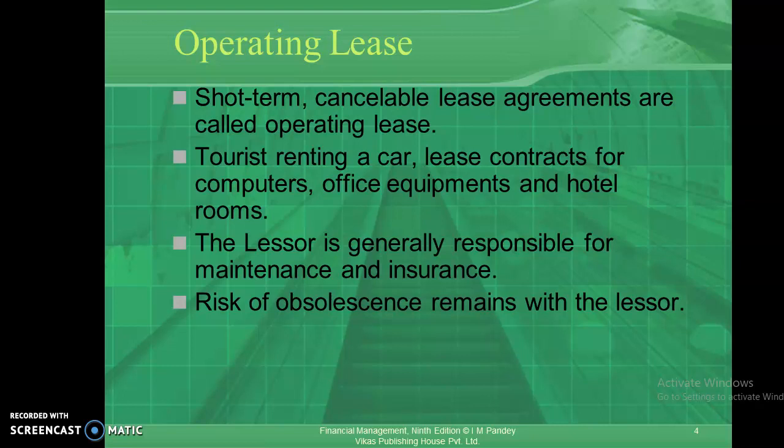In an operating lease, the lessor is basically responsible for maintaining the asset and for paying the insurance charges. The lessee has no responsibility in paying the insurance charges. This means that the risk of obsolescence always remains with the lessor. The lessee does not have much risk involved. Risk vests with the lessor, maintenance cost has to be borne by the lessor, and the insurance amount has to be paid by the lessor. That's the peculiarity of an operating lease.